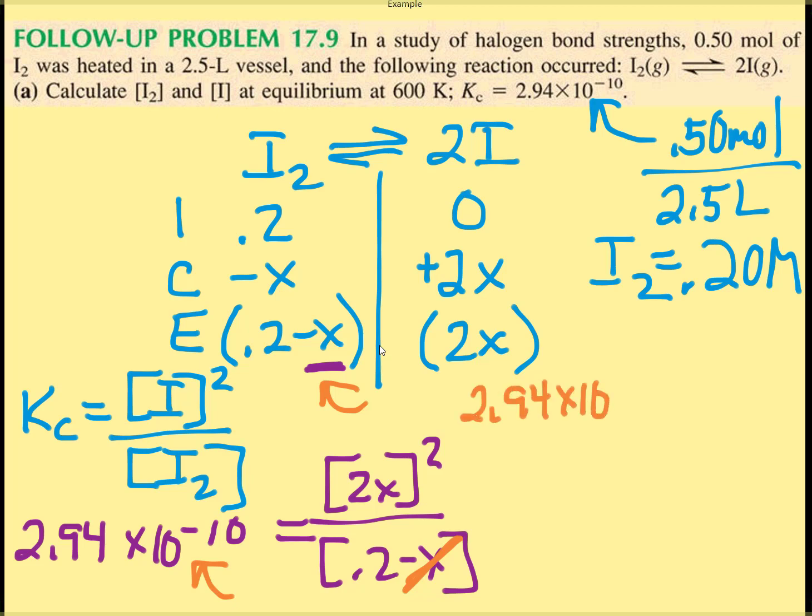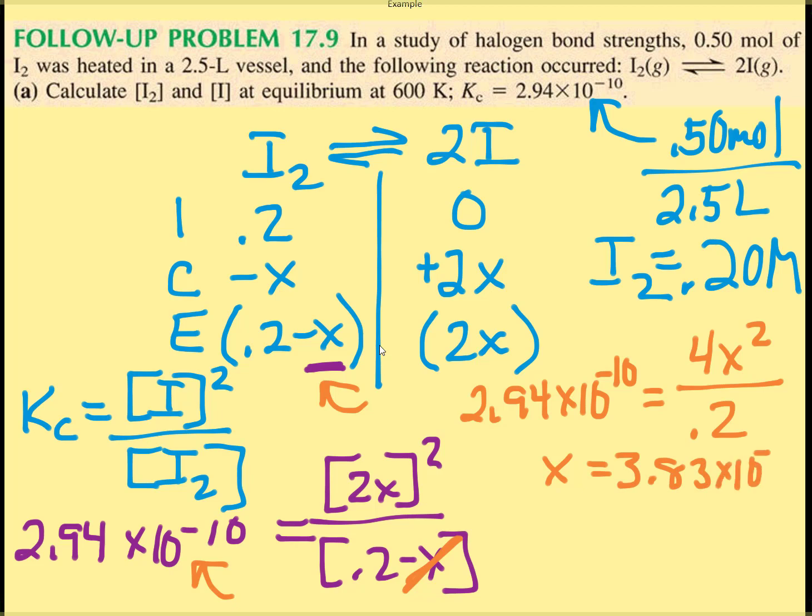2.94 times 10 to the minus 10 equals 2x squared. So that would be 4x squared. Make sure you're doing your algebra correctly. And I'm just going to drop that minus x. I'm just going to have 0.2. So I'm going to cross multiply and divide by 4 and square root to get rid of that x squared. And I'm going to end up with x is equal to 3.83.